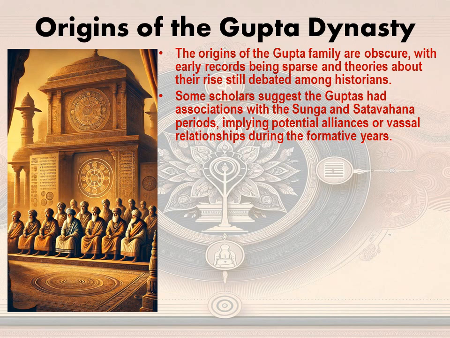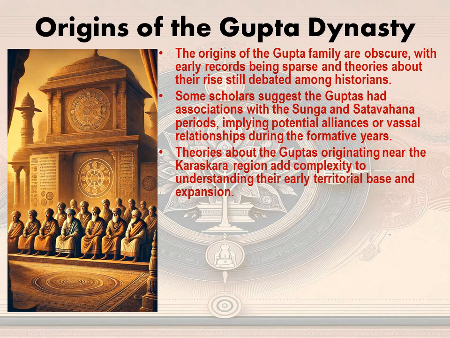So, some of the scholars are of the opinion that they were somehow in relationship with the Sungas or the Satavahanas, and thus they may have been alliances of both these great dynasties, or they may have had some kind of vassal relationship during the early years.